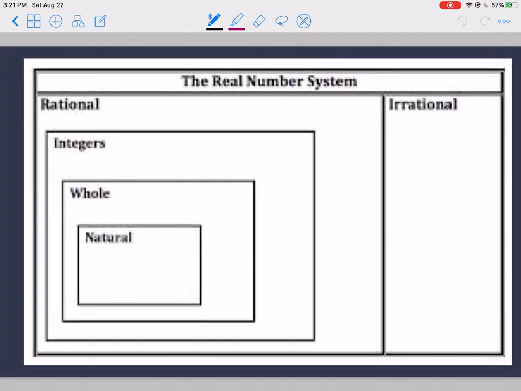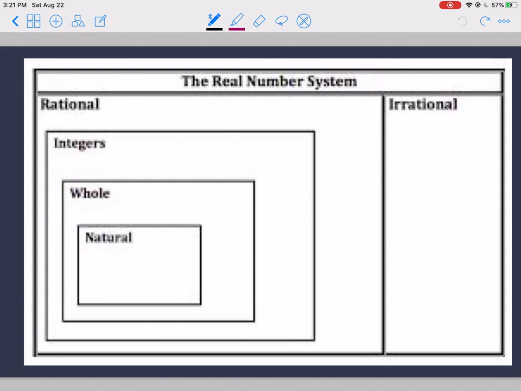So here is our overarching real number system. It represents this entire big box. We're going to start with the smallest box here, the natural numbers, and then every box after that includes every single one of these. So the whole numbers include natural numbers. The integers include whole numbers and natural numbers. The rationals include integers, whole numbers, and naturals. So as you work your way up, these are all included.